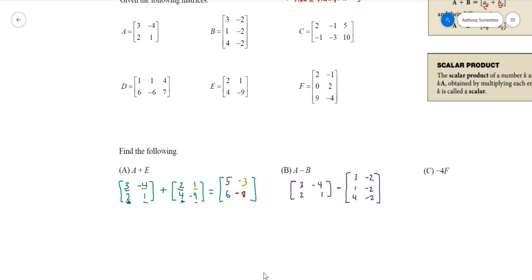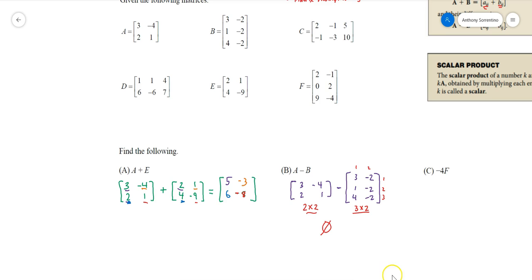As you can see here, this is again, A is a 2 by 2 matrix. This one here is 3 by 2. 3 rows, 2 columns. 3 by 2. These are not the same dimension. Therefore, this is undefined. You can't do the subtraction.